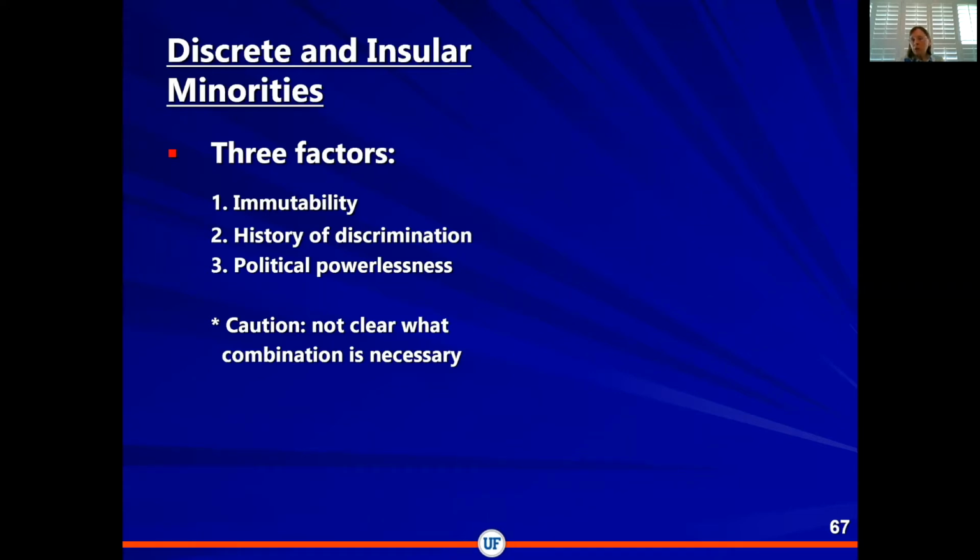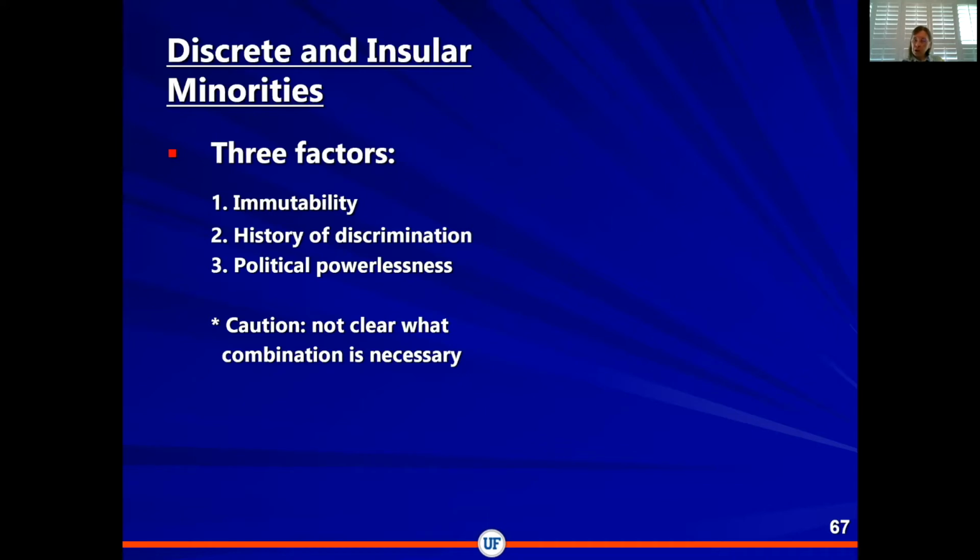And then the court looks at the relative political powerlessness of the group. All of these things make sense, because if a group were politically powerful, then it wouldn't pass a law that discriminated against itself, presumably, right? So the court looks at all these factors, but it's not at all clear today. In fact, this is one of my favorite final exam questions to ask: how would you order these? It's not at all clear how the court orders these, what combination works, or even if they matter anymore.